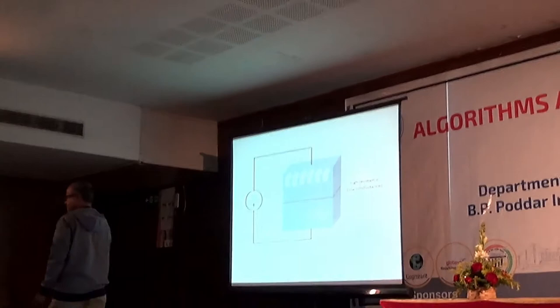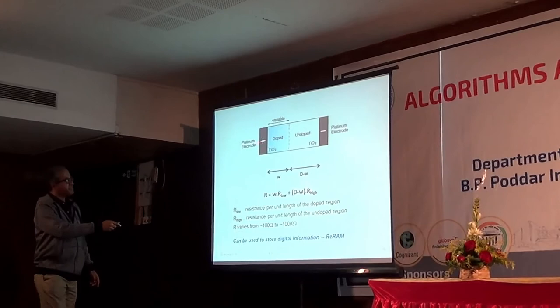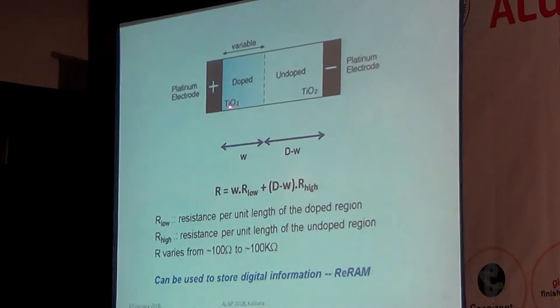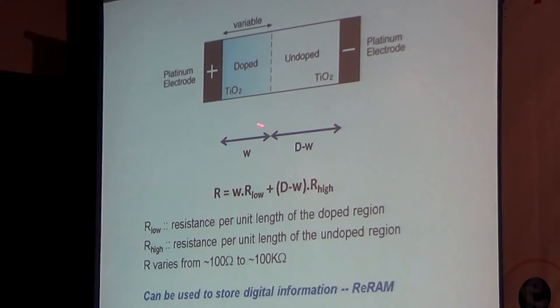Fine. So, this is the overall picture I was talking about. This is the slab of the material, titanium dioxide. One side is undoped, the other side is doped, and I can write down the overall resistance as this. W is the width of the doped region, multiplied by R low, the resistance per unit length of this region, and R high is the resistance per unit length of this region. R high is much larger. So as I said, by applying a suitable voltage, the value of W can be changed. This boundary will be moving right or left.